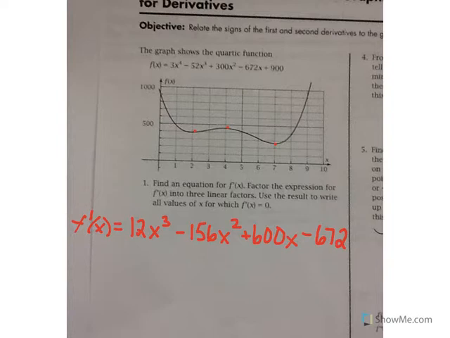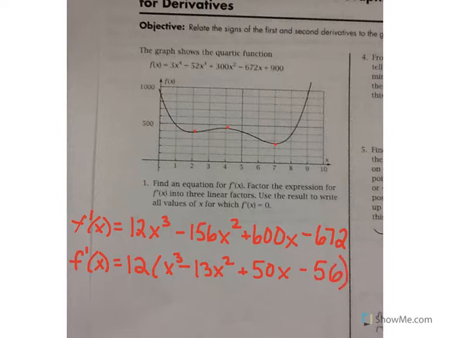Well, now you could put that into the calculator and ask it to simplify in the algebra section. But there's a couple things I already know here. I'm going to do it manually. In f prime of x, this is another way of writing the same equation. I know that 12 is a factor in each of those. So if I factor out a 12, I'm left with x cubed minus 13x squared plus 50x minus 56.